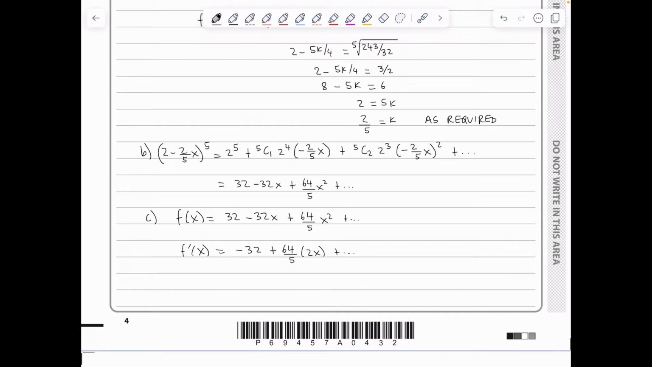Now if I substitute 0 here, so f dash of 0, we simply see that this will give me a result of negative 32, and the rest of the terms will contribute 0 because they will involve an x term, an x squared term, and so on. So the gradient of the curve C at x is 0 is simply minus 32.